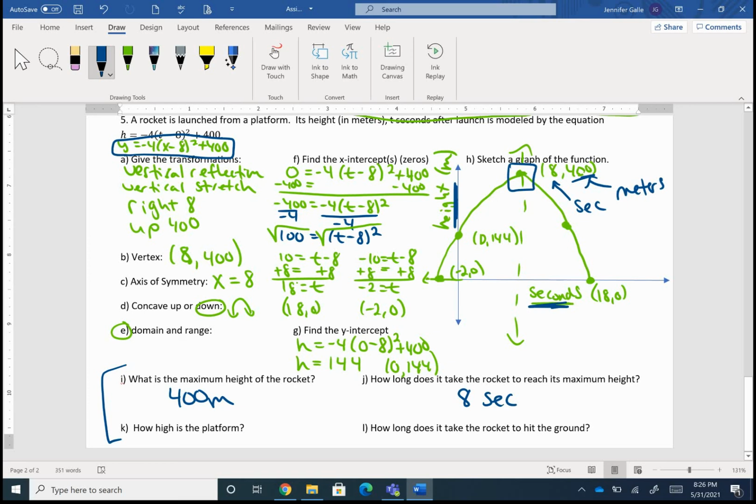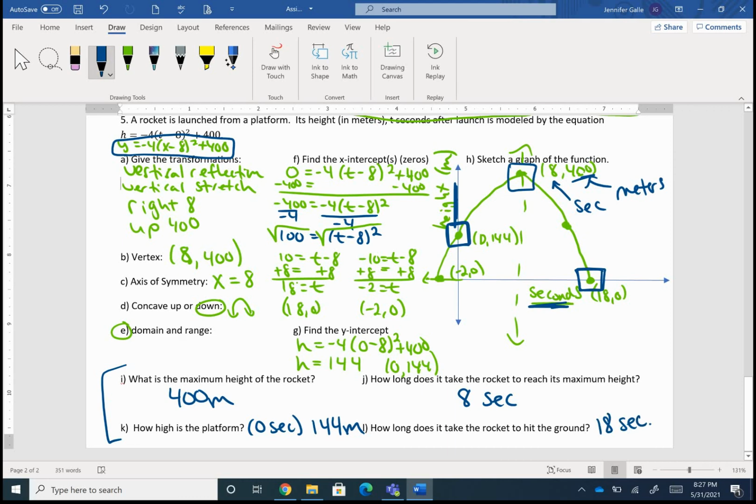Now letter K says how high is the platform? It says our rocket is launched at the platform. So that means it's on its platform when we're at 0 seconds. So when we're at 0 seconds, that's our Y-intercept. So the platform is 144 meters high. How long does it take the rocket to hit the ground? Here's where our height is back at 0, and that's at 18 seconds.